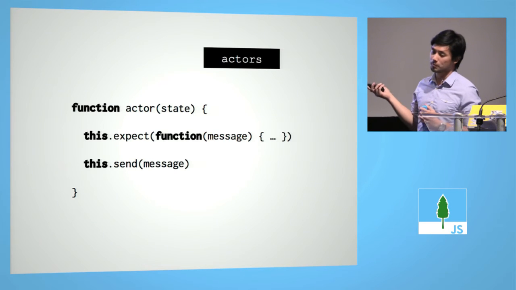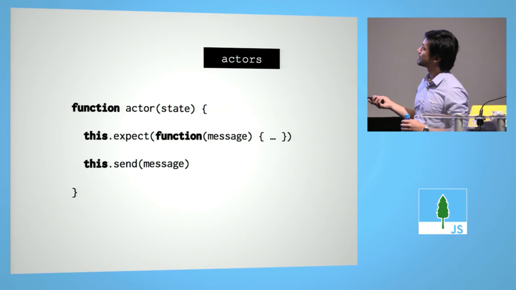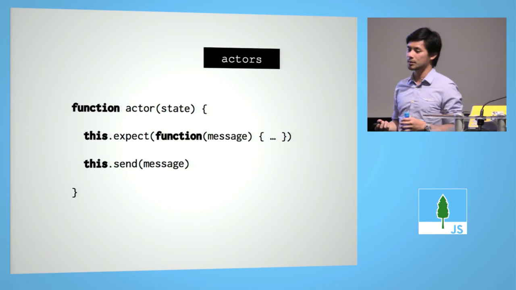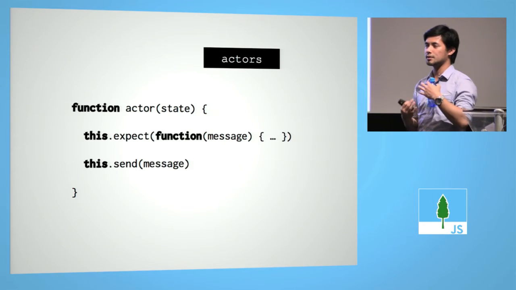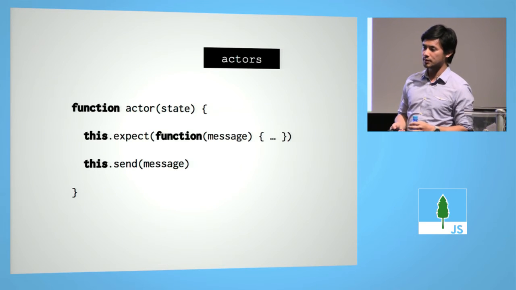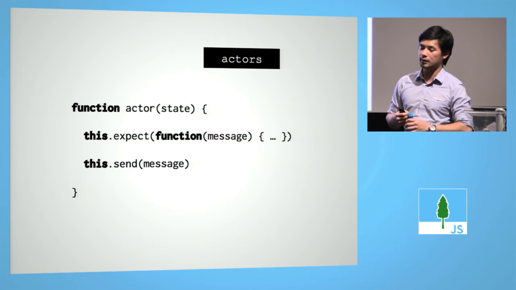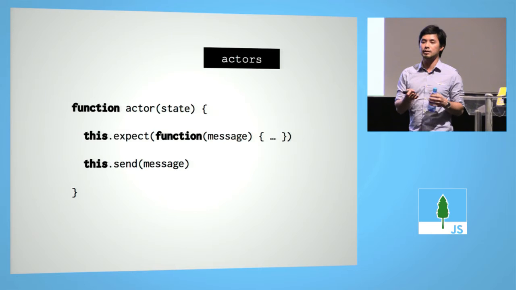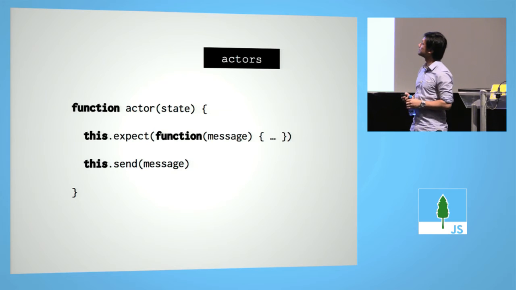Is it fair to say that this is how it might look in JavaScript? So an actor is essentially a function that has some initial state. And it has two commands that can be invoked on it. One is you can expect a message, so an actor can expect something to be sent to it. And given a handle on an actor, any process can send messages to it. So expect and send. Expect takes a callback. When this actor is sent a message, it runs that callback.